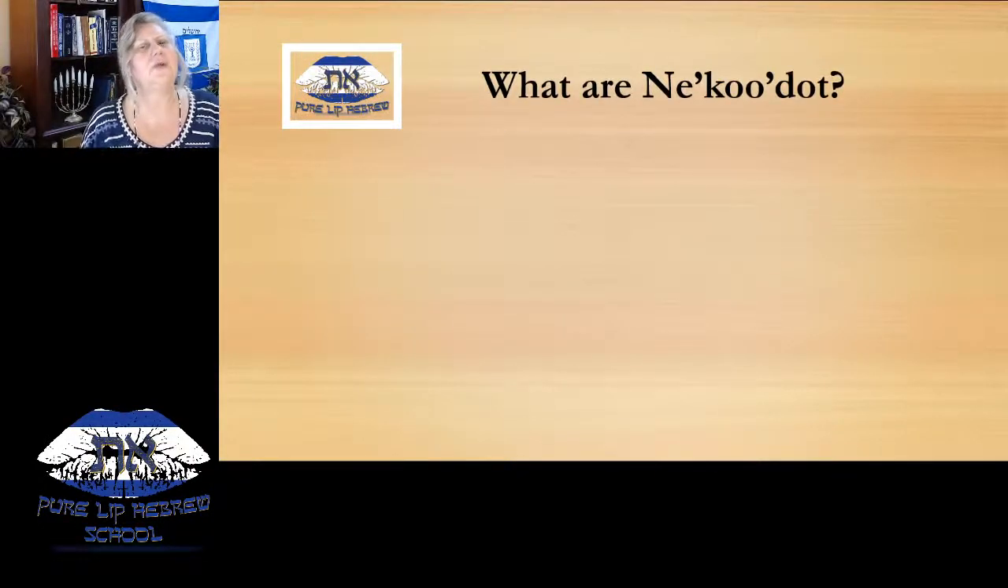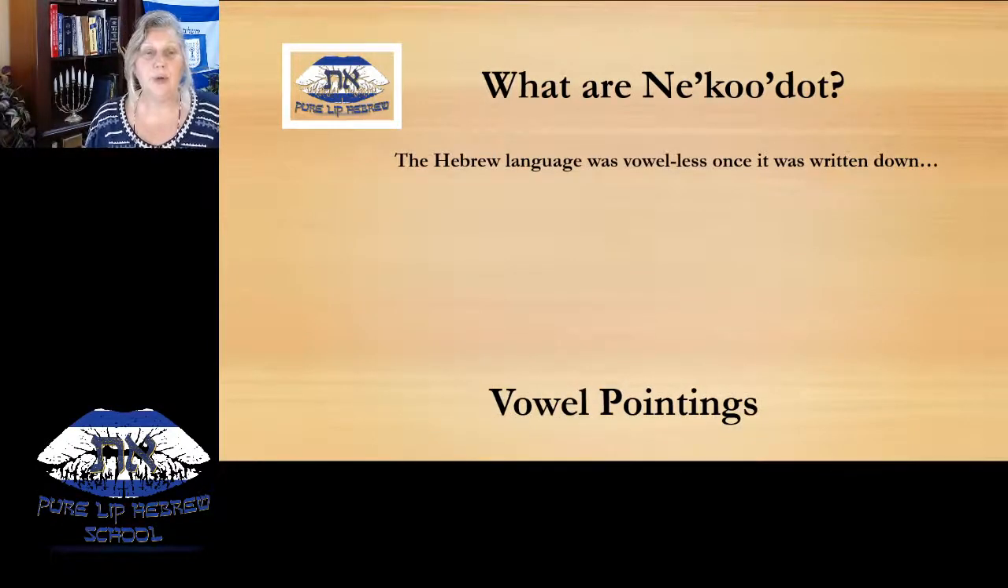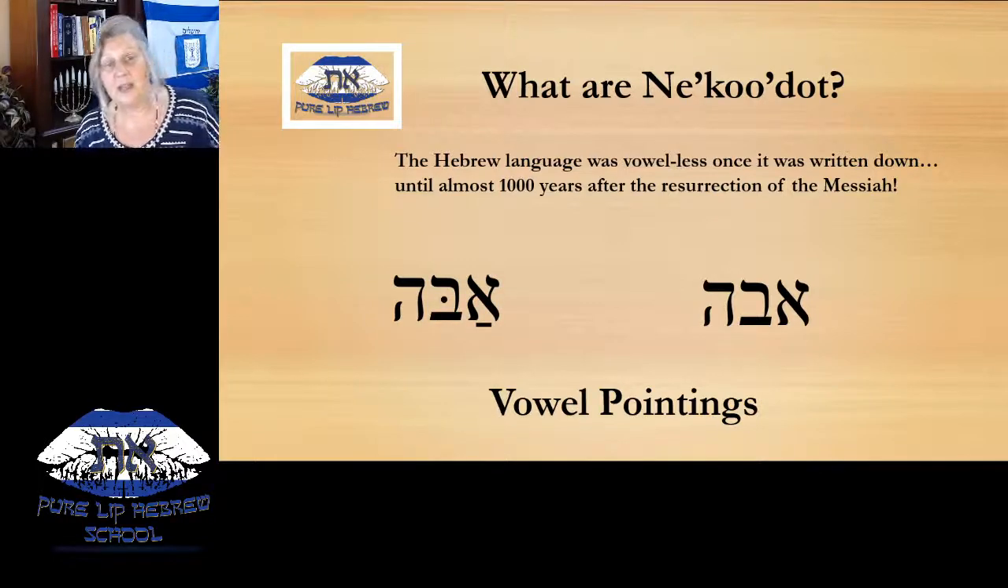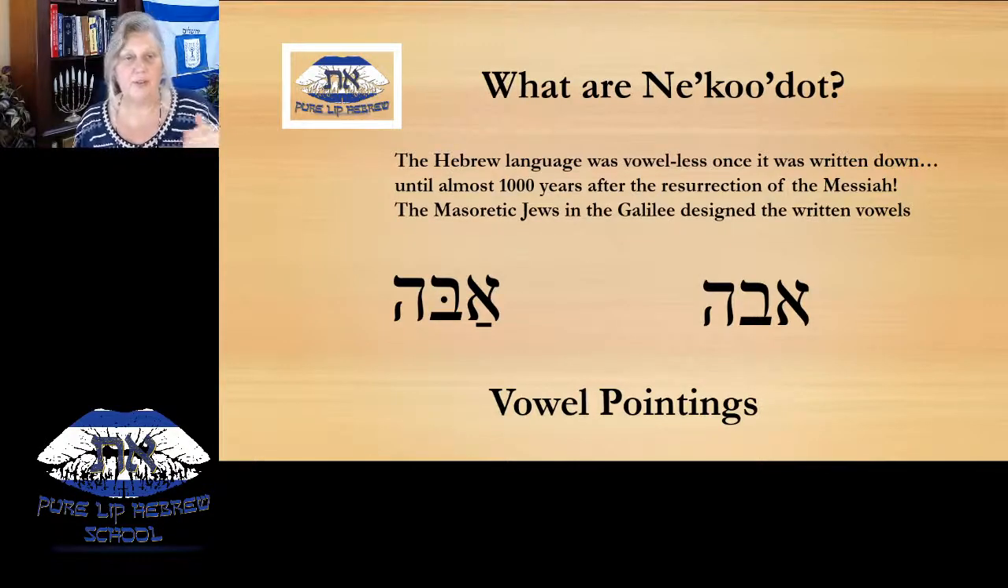Now, what are nekudot? Well, they're vowel pointings. The Hebrew language was vowelless once it was written down, and it was just the letters, like this, until almost 1,000 years after the resurrection of the Messiah. Then we added dashes and dots above and below and inside of the letters to make the vowels. The Masoretic Jews in the Galilee designed the written vowels, and there's actually even a museum there.